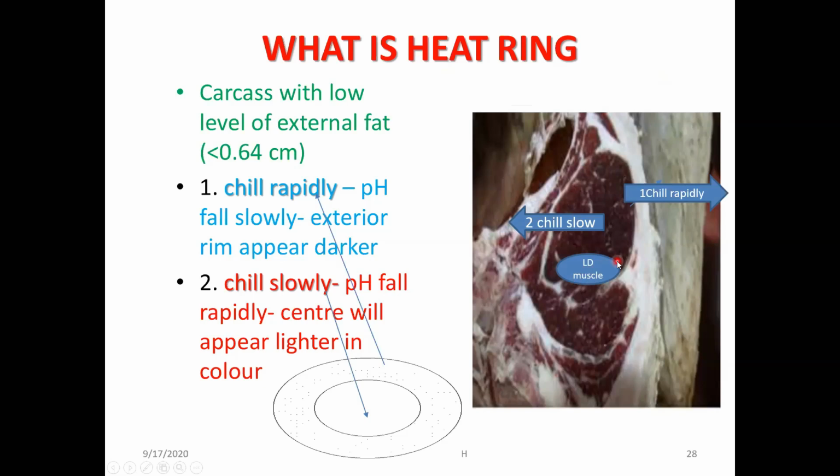So what is the problem with heat ring? When the consumer buys, it does not give a good appeal to the consumer. That is why heat ring should be prevented. By giving electrical stimulation, we can prevent the heat ring, because the pH fall will be almost the same outside and inside, and the color formation will be almost the same. So there is no visual defect we can see. That is the advantage of electrical stimulation.